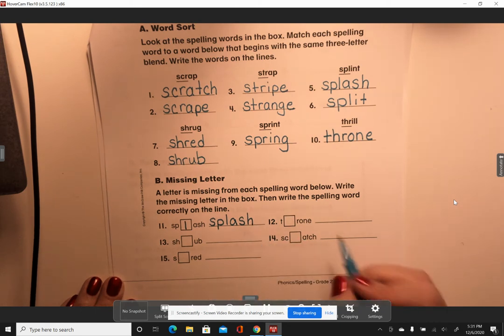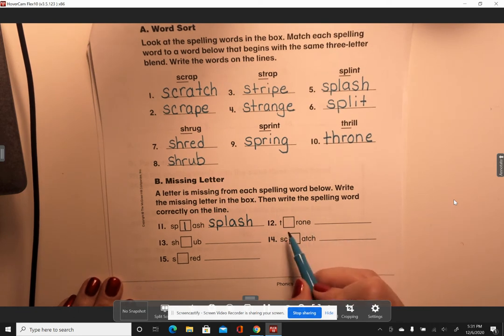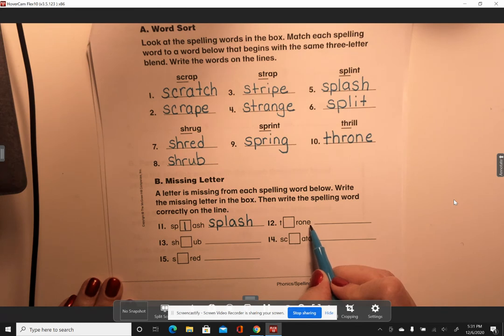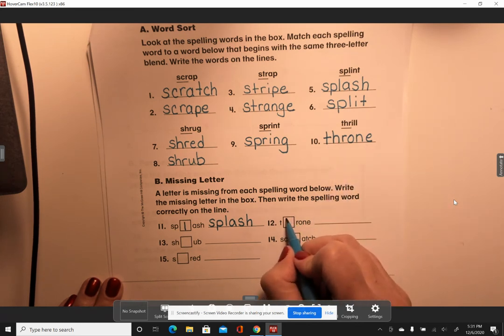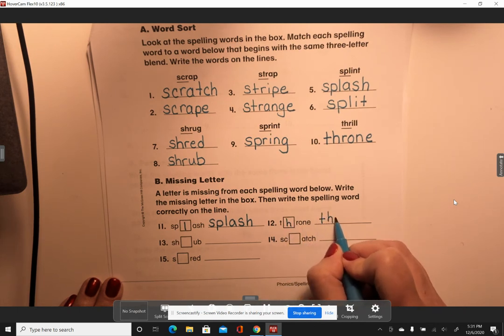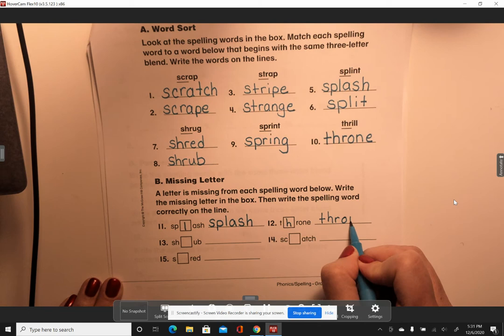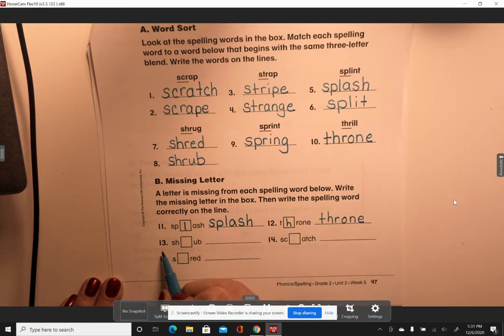S-P-L-A-S-H. Okay, number 2 starts with a T, and we only have one spelling word that starts with a T. T blank R-O-N-E. That's right, throne. So it's the H that is missing. T-H-R-O-N-E. Throne.